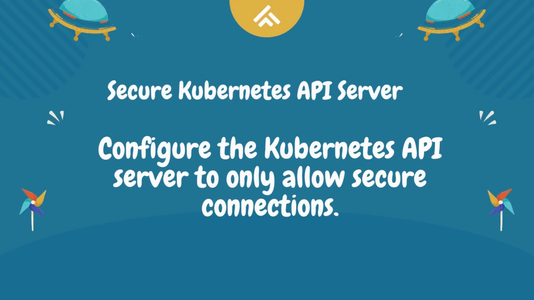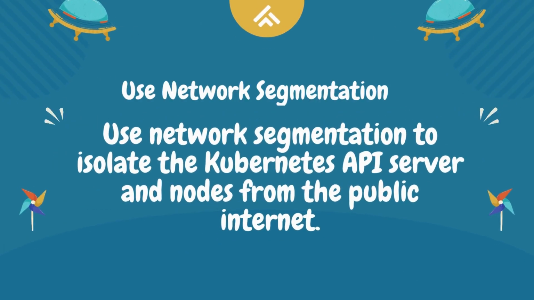Secure the Kubernetes API server. Your API server has to run on 443 with HTTPS and a certificate has to be in place. It should not run on non-HTTPS. Configure the Kubernetes API server to only allow secure connections. Use network segmentation. You should have an isolated VPC, isolated subnet, and then certain network configuration on your network layer. Use network segmentation to isolate the Kubernetes API server and nodes from the public internet.